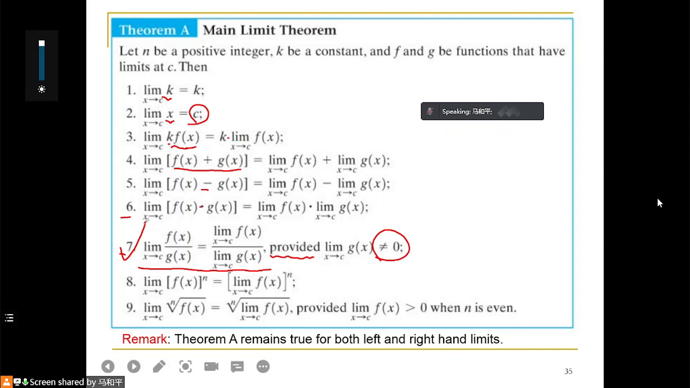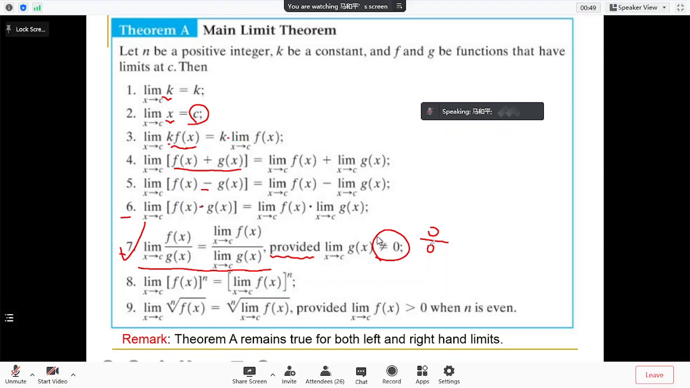So 7 succeeds, provided the limit is not 0. If it's 0, you can write 0 over 0 in your paper or in your test paper, but this is wrong. Okay, 0 score. Maybe I will give you 0 score.